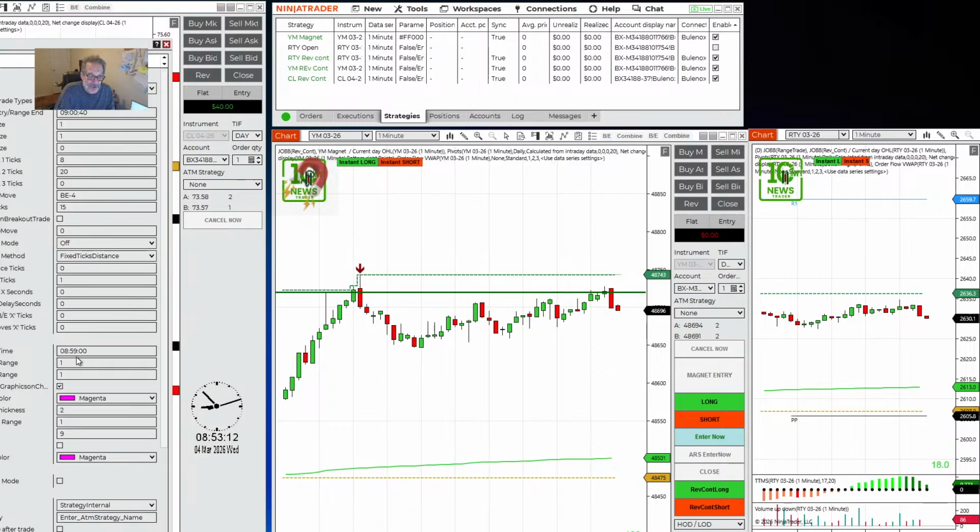So the range trade starts at 859, one tick above the range, one tick below the range. Show the range graphics on the chart. And the range at 90040. Position 1 is a 1, position 2 is a 1, 8 tick target, 20 tick target, 15 tick stop, and target 1 stop move break even -4.